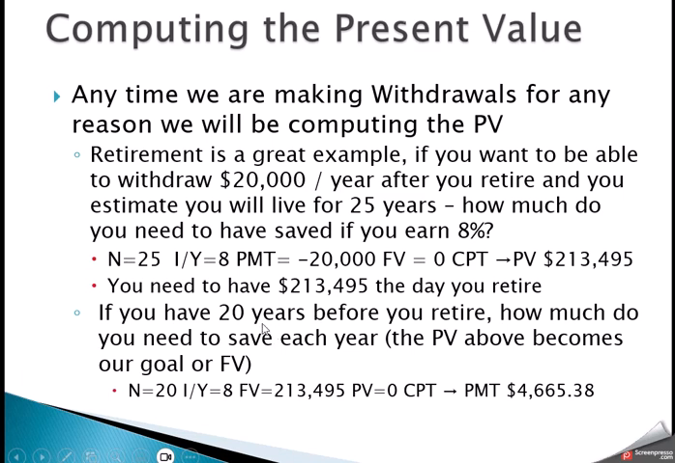But now we say, well, we're not retired today. I'm still working. I've got 20 years left to save for retirement. So what I calculated as my present value of retirement now becomes my future value, because I'm not there yet. So now I've got 20 years to save, I'm earning 8%, and that retirement amount becomes my future value. I'm not starting with anything today, so I zero out the present value, and then I'm going to compute the payment. So I would need to save $4,665 a year to get to my goal.